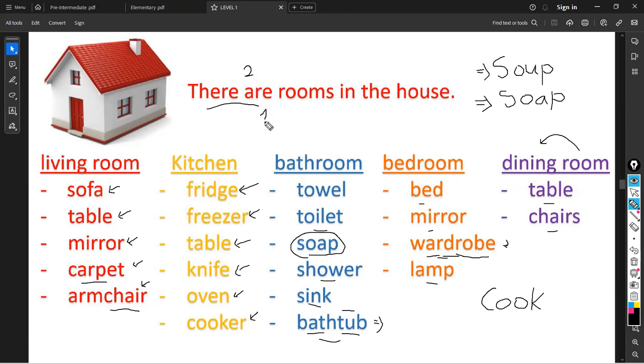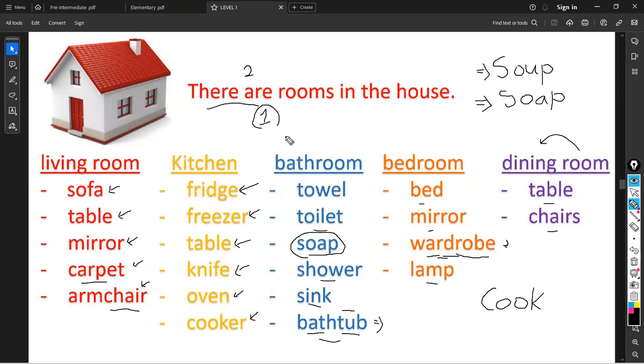There is only one thing. وأكيد إذا ما كان موجود هالشي بالمرة فبقول there isn't. أو إذا كان بلورال أكيد بقول there are not أو there aren't.